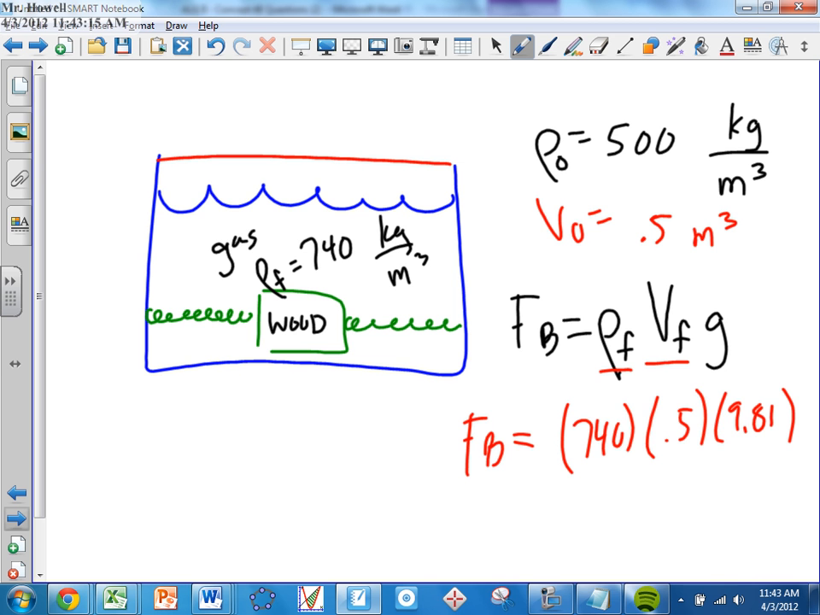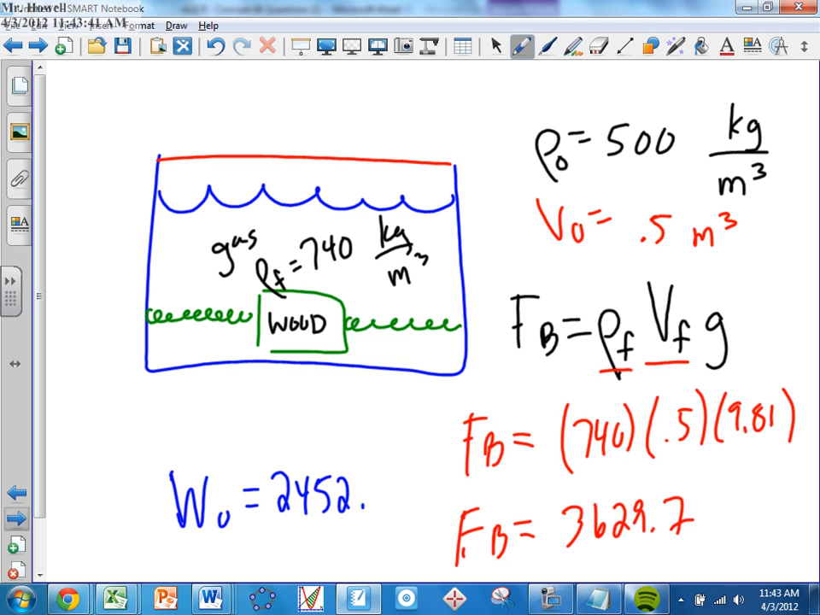Okay, so for this kind of problem, can somebody give me a quick number? 3629.7. Thank you. Now do me a favor, instead of 740 here, use 500 to give us the weight of the object. You changed it. It's less than 5. What do you got? 2452.